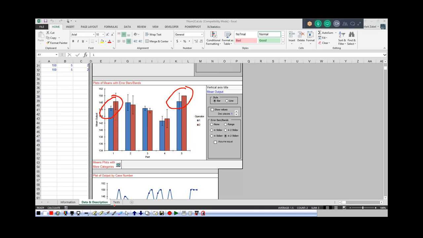The analysis is pretty straightforward. You just have to look at this one plot, and that's pretty good. That's pretty much it.